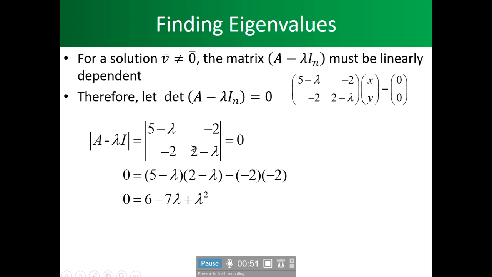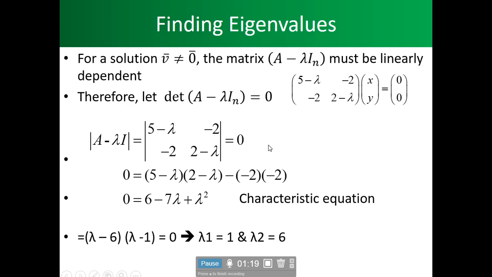When we take the determinant, we're multiplying 5 minus lambda times 2 minus lambda minus 2 times 2. Then we get 6 minus 7 lambda plus lambda squared. This is called our characteristic equation so that we can solve for the roots. Once we have that, we can solve using the quadratic formula or any method that you have in mind. And we can find out that lambda 1 is 1, lambda 2 is 6.